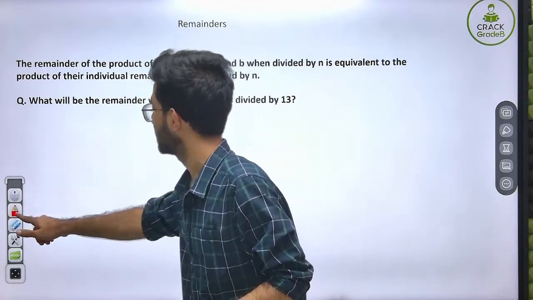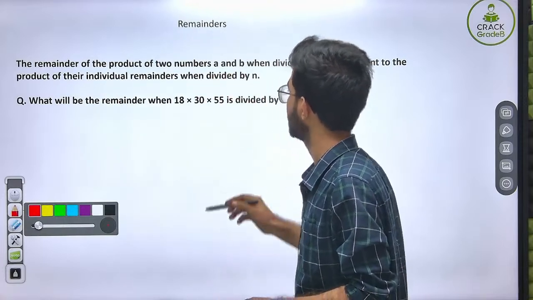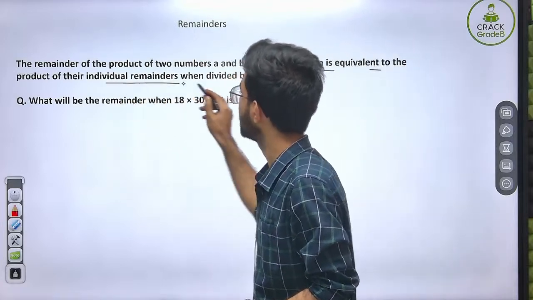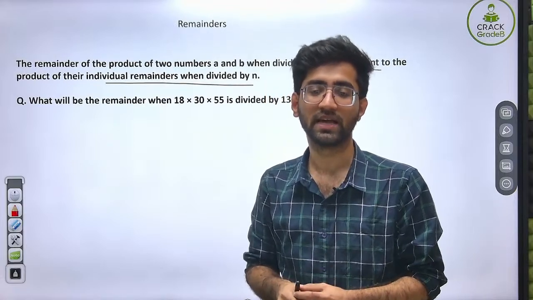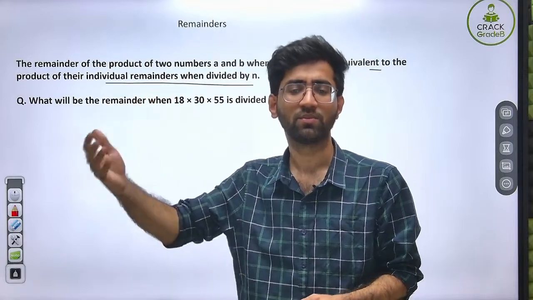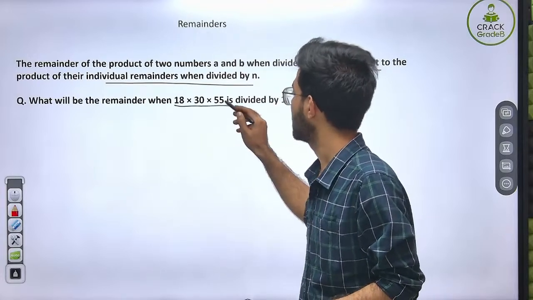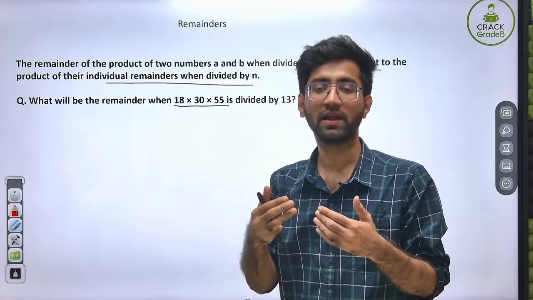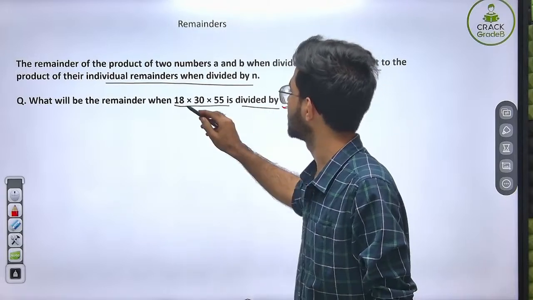In yesterday's lecture, we learned that the remainder of the product of two numbers a and b when divided by n is equivalent to the product of their individual remainders when divided by n. What does it mean? Suppose there are 2, 3, 4, 5, 6 numbers or even more, and you have to find the remainder when those numbers are multiplied with each other and divided by some number. Then what do you do?